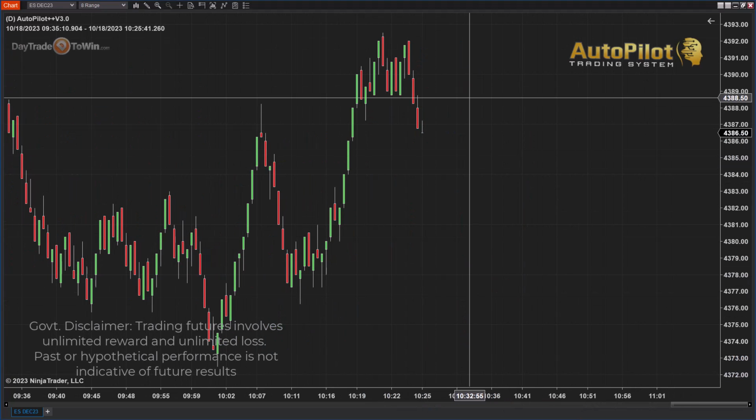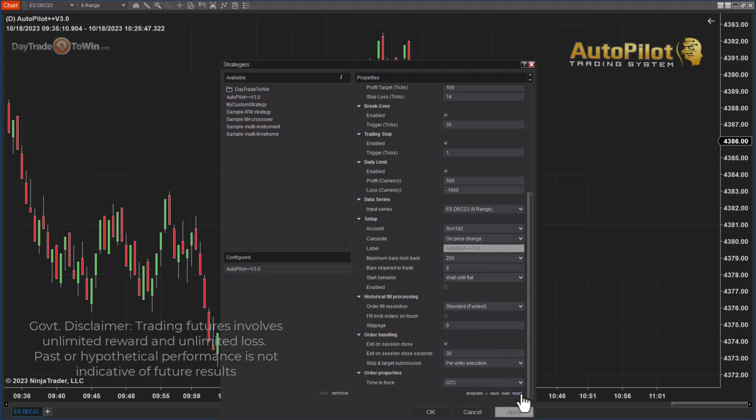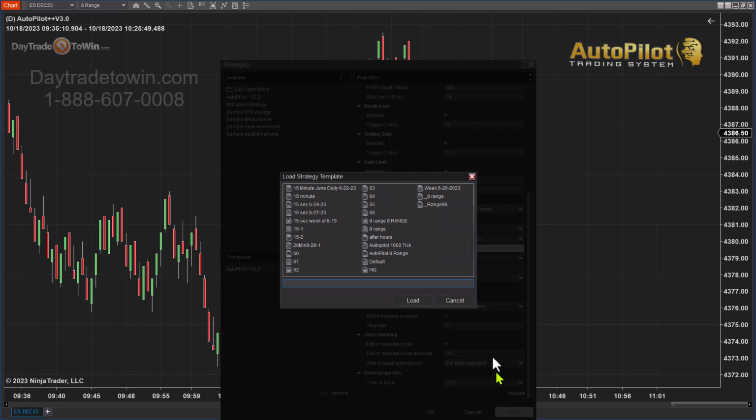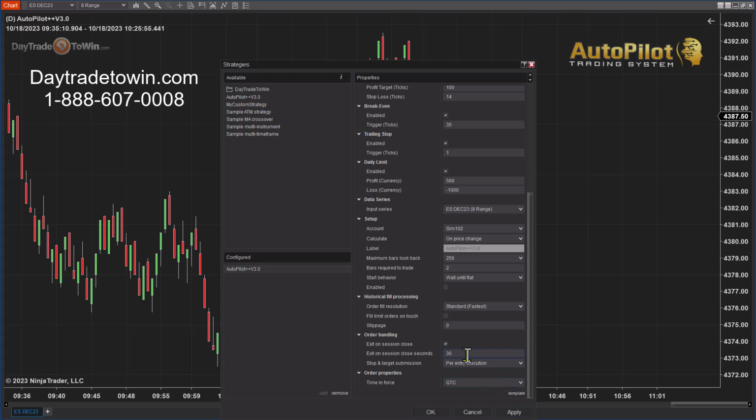I'm going to turn on the AutoPilot trading system using an 8-range chart. I have a template which is just for 8 range with specific settings. Those of you who have the AutoPilot system can access that through the member account. We give you all of the settings for the 8 range.